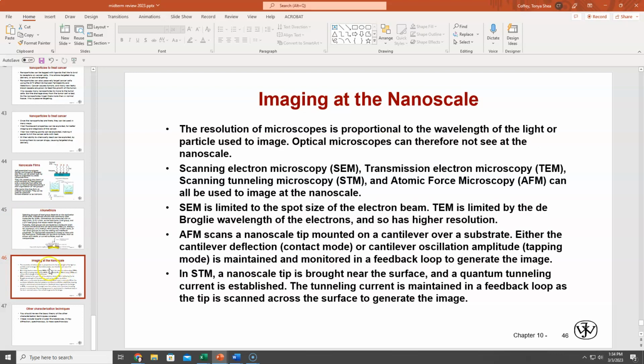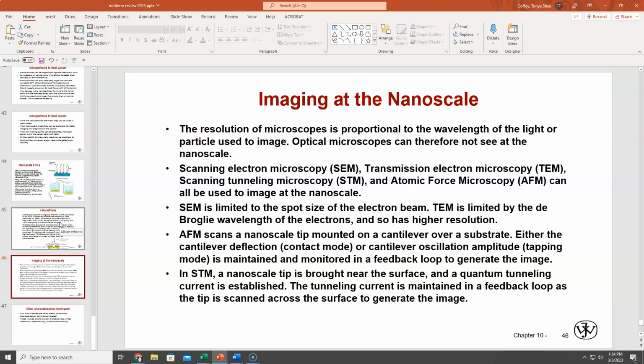And finally, we talked about imaging techniques. Resolution of microscopes is proportional to the wavelength of the light or particle used to image. Optical microscopes can therefore not see at the nanoscale because visible light is 400 to 700 nanometers. So we then turn to other alternative techniques like scanning electron microscopy, transmission electron microscopy, scanning tunneling microscopy, or atomic force microscopy, and they can all be used to image at the nanoscale.